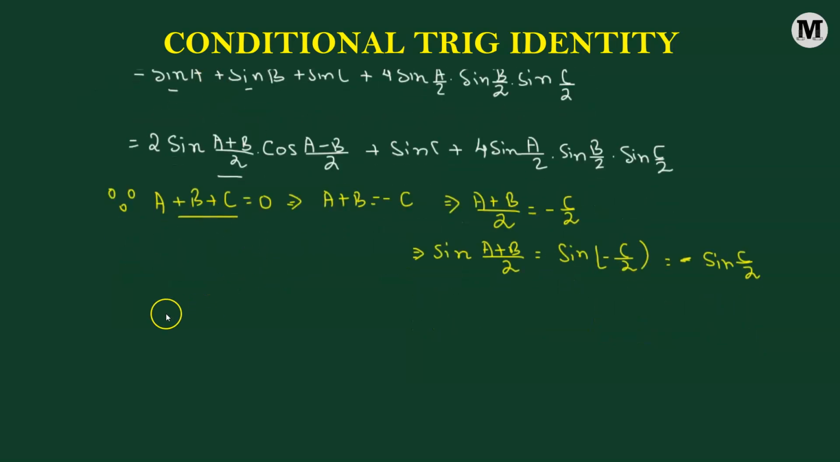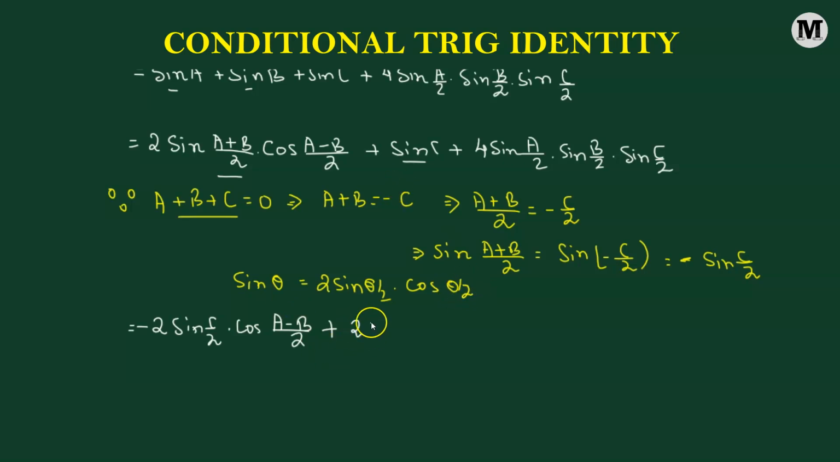Okay, now we can rewrite our expression as 2 times, in place of sine A plus B over 2, we can replace it with sine C over 2 multiplied by cosine of A minus B over 2. Then added to, now here we have sine C. We have the half angle formula. We know that sine of theta is given by 2 times sine theta over 2 multiplied by cosine of theta over 2. So sine C can also be expressed as 2 times sine C over 2 multiplied by cosine of C over 2, added to the term.